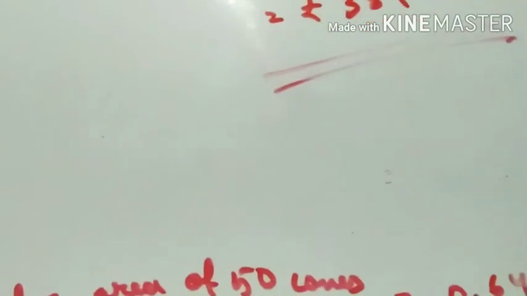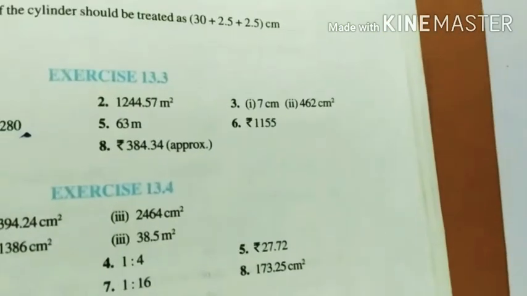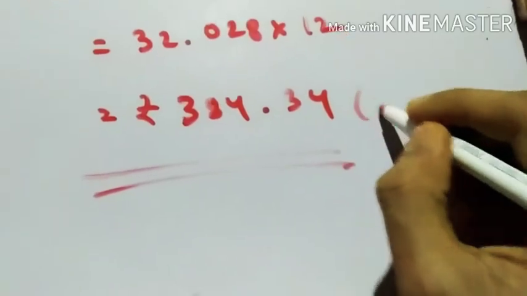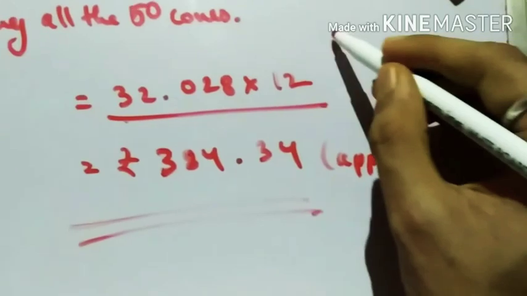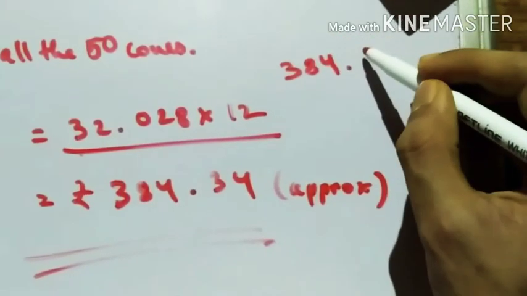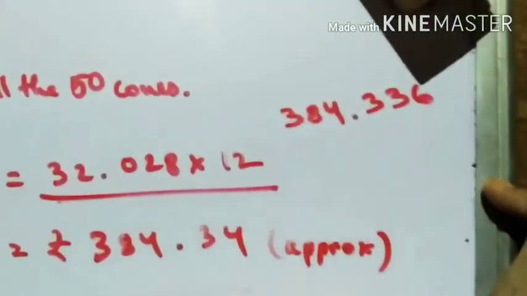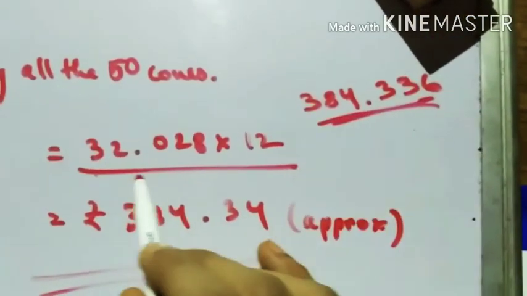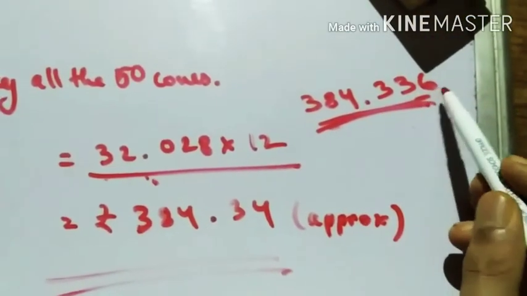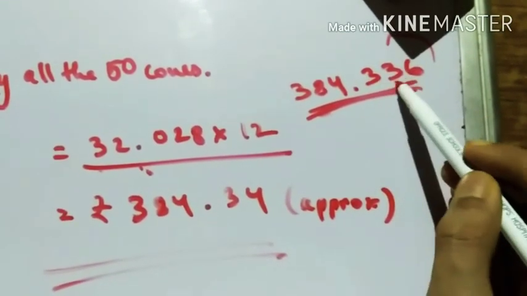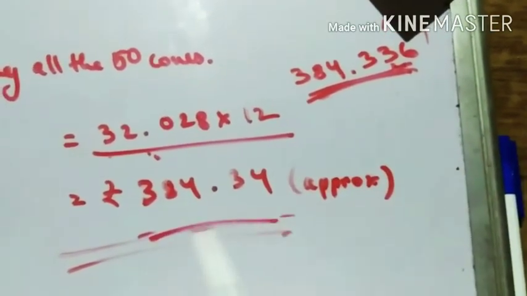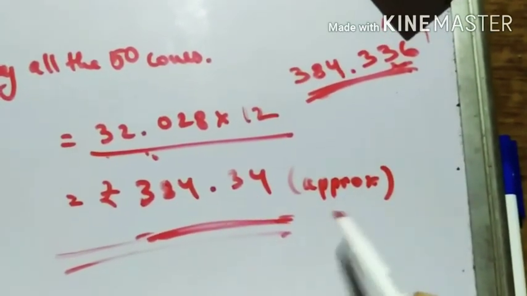Let's check the back answer, Exercise 13.3. Yes, you see 384.34. It will be an approximate value, so you can write approx, because if you multiply this, you will get 384.336. If you round off to the hundredth place, this will be the approximate value, 384.34.